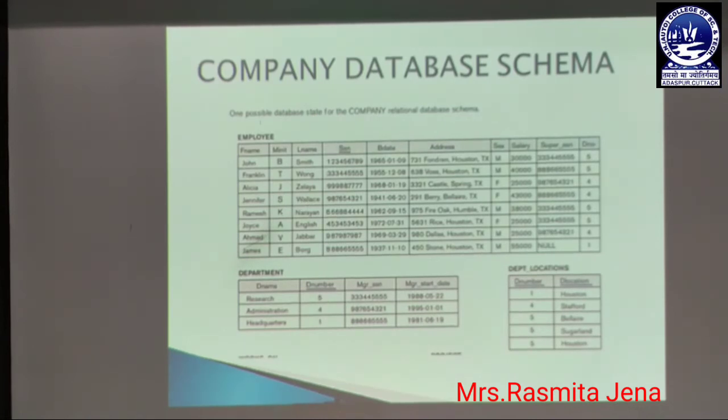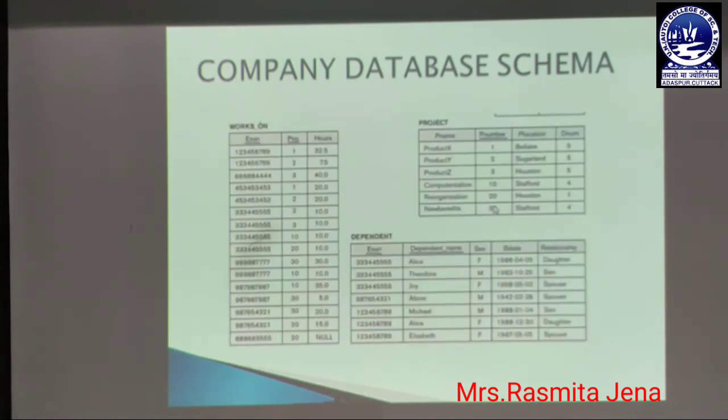The project is located at the Stafford location. So this is our requirement. So we will get our result, that is Wallace, and this is the birth date, this is the address, and the controlling department number is 4 and the project number is 30. Okay, so this is our required result. So in this way we will perform the query.